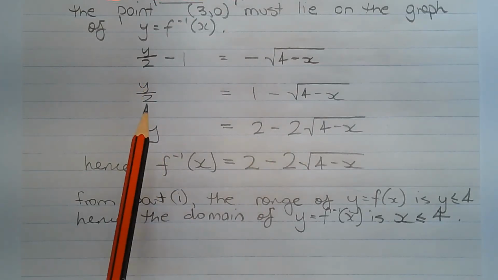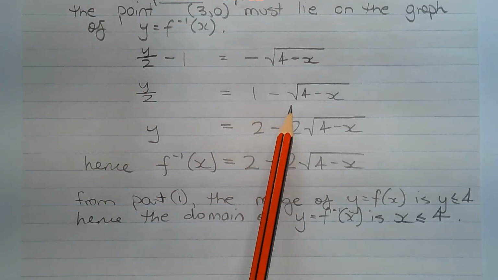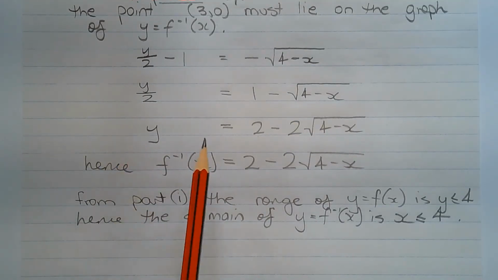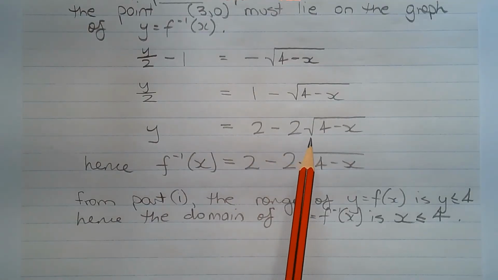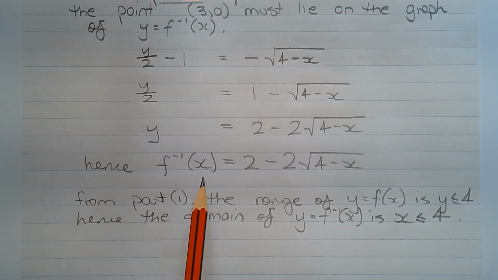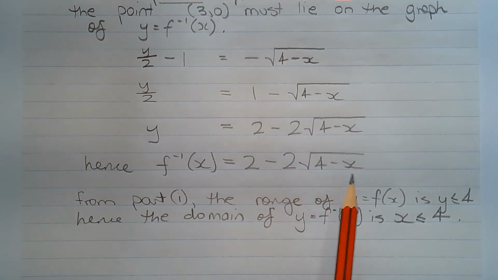Adding 1 to both sides, we have y over 2 is equal to 1 minus the square root of 4 minus x. And multiplying both sides by 2, we get y is equal to 2 minus 2 square root of 4 minus x. And then we can replace y with f inverse of x. Hence, f inverse of x is equal to 2 minus 2 square root of 4 minus x.